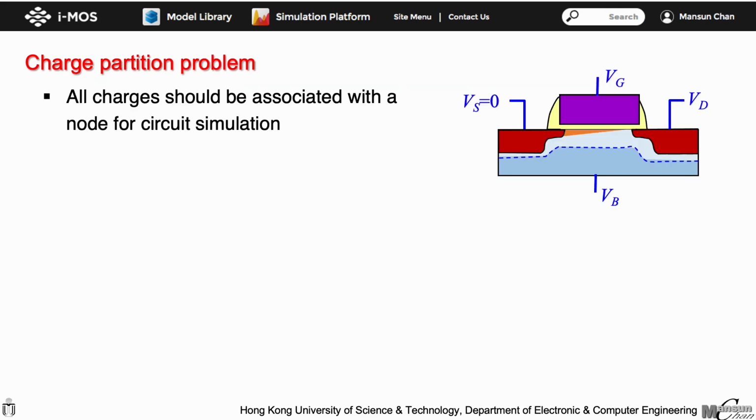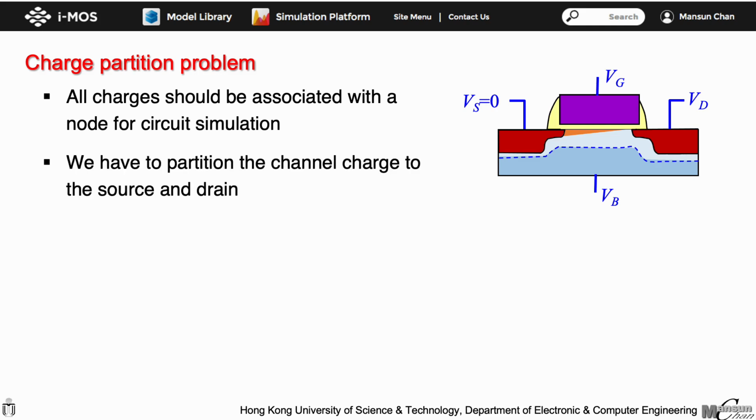So far, we are working with the channel charge QC. However, all charges should be associated with a terminal for circuit simulation. As the channel carrier charge comes from both the source and the drain, we have to divide the channel charge to the source and to the drain based on the origin and destination. The question is how? And this leads to the famous charge partition problem. And up to now, there's no perfect solution to this problem, and the real situation is difficult to verify by experiment.